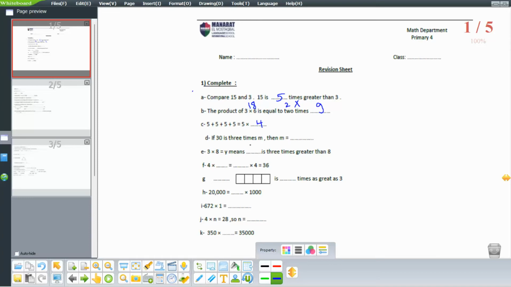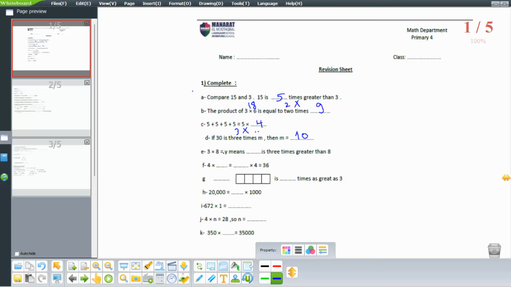If 30 is 3 times m, okay, then m... 3 times m equals 30. What will m be? It's like saying 3 times which number equals 30. 3 times 10, so m equals 10.